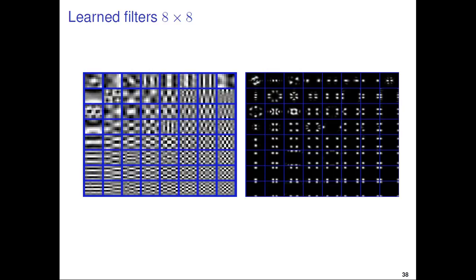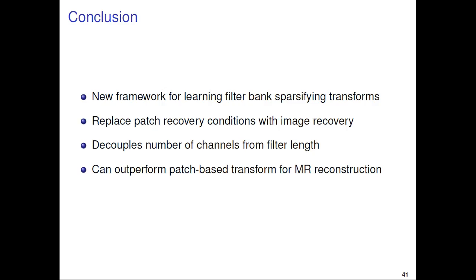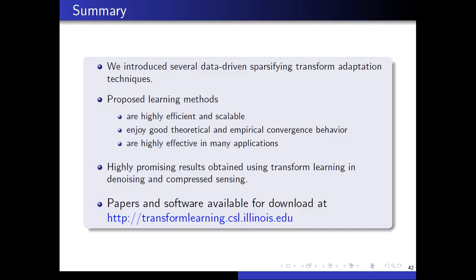Okay, so in conclusion, here we have a connection with filter banks. We replace the strict condition of recovering every patch by conditions of recovering the image. That gives us more degrees of freedom, and can outperform the patch-based scheme. And as a summary of the whole work, we have several data-driven methods to learn transforms, different flavors, and there are more flavors which I haven't described. I think they're promising, they're highly efficient, they're scalable. We have online versions which can essentially run in real time. And so far we've studied it in denoising and compressed sensing, but there are potentially many other applications.